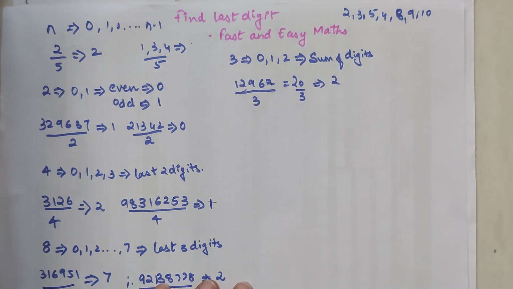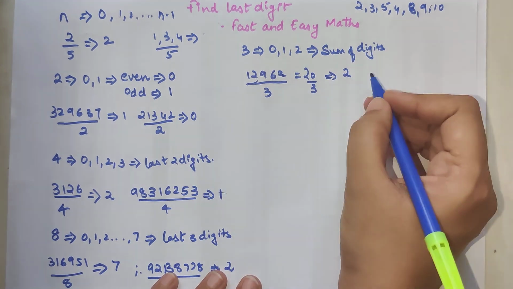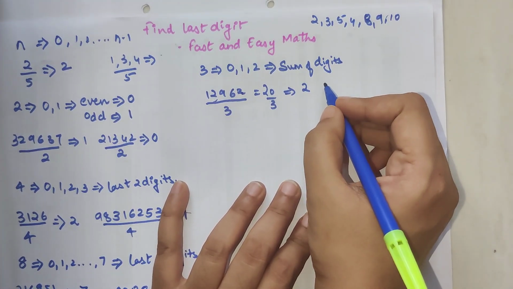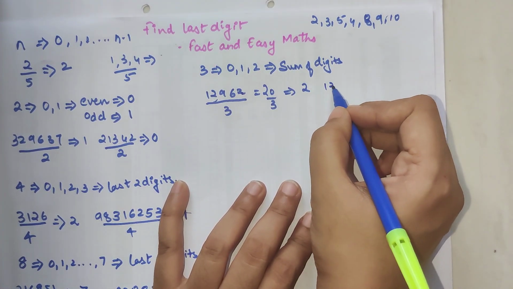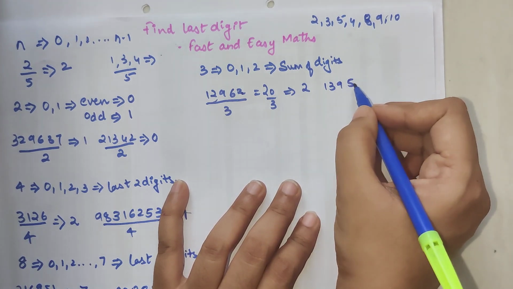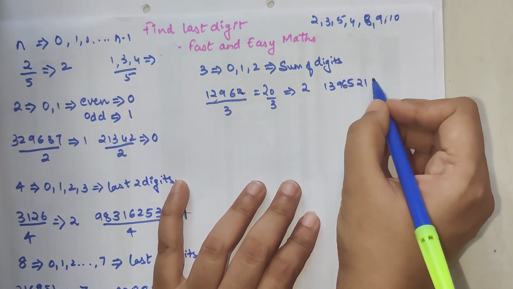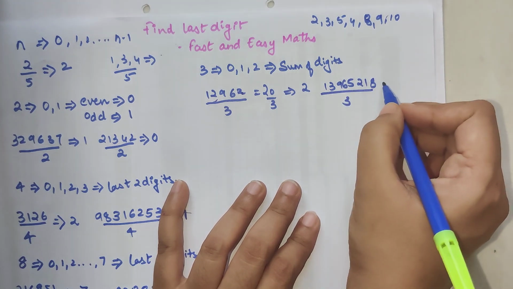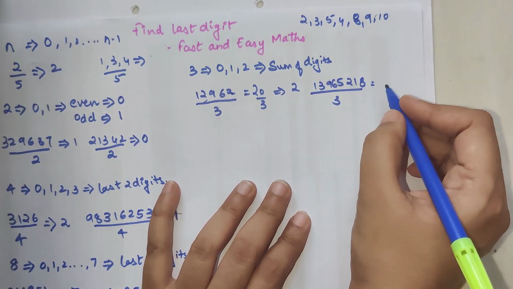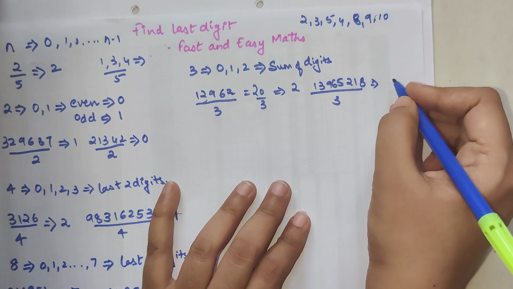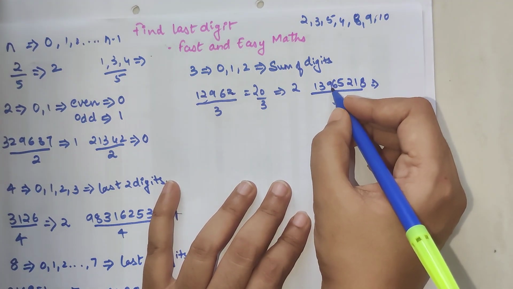Now let's try and solve another big number. 13956218 divided by 3. When that is divided, you have to check the sum, which is nothing but 3 plus 1 plus 9 plus 6.